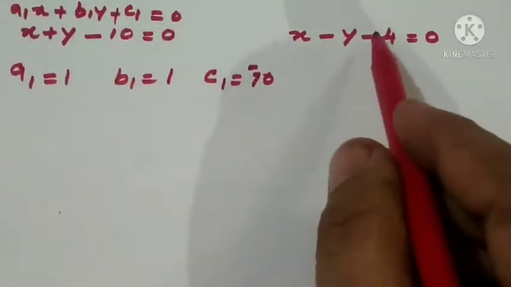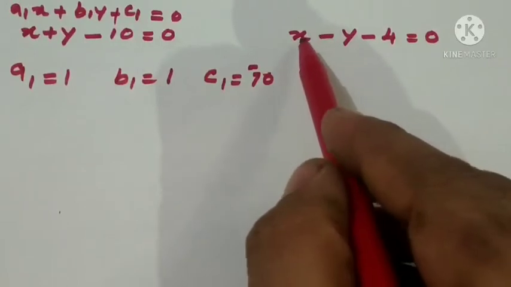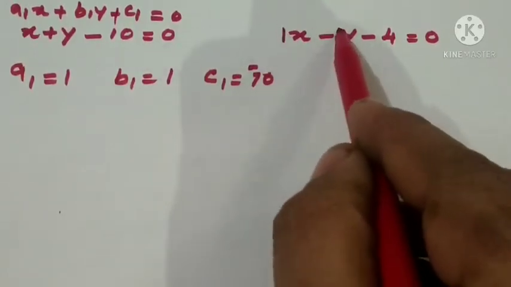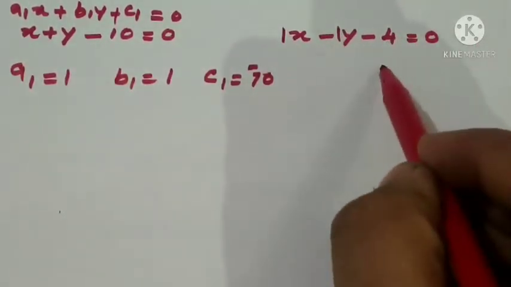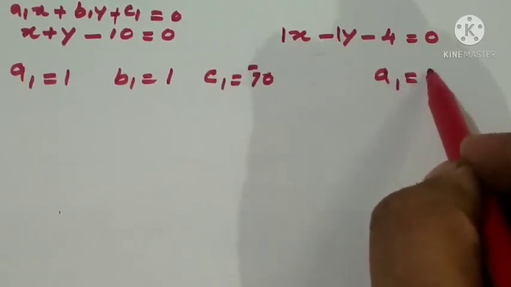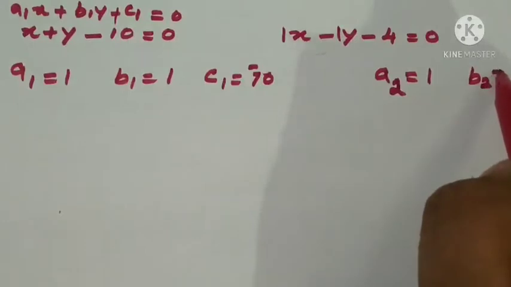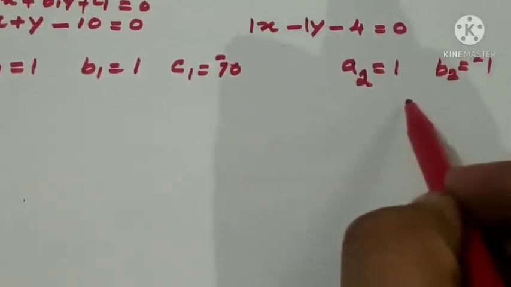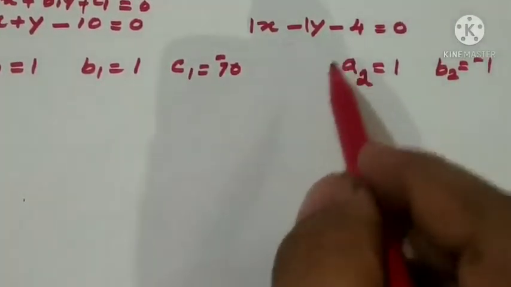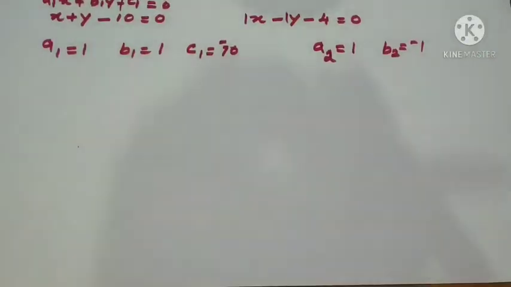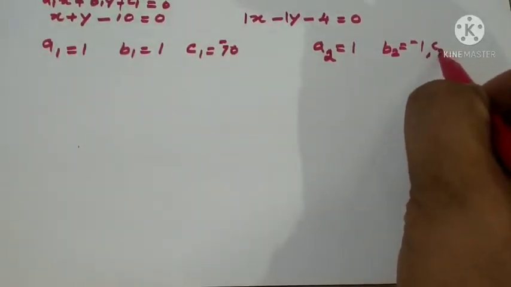Similarly here, without writing the standard form, we can write 1 here and 1 here and minus 4 here. So a2 equal to 1, for the second equation b2 equal to minus 1, and c2 equal to minus 4.